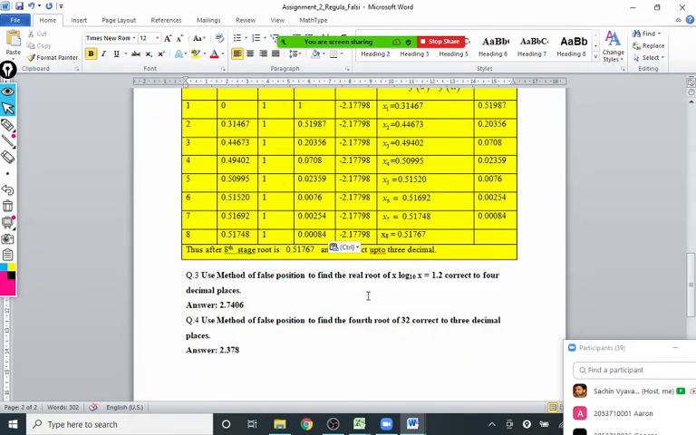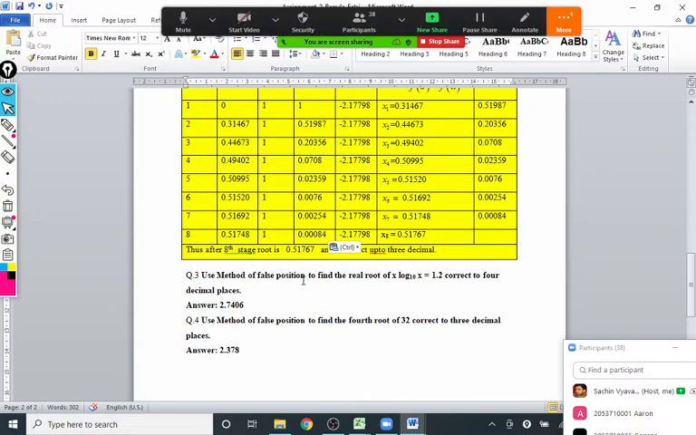Now we have to do questions number 3 and 4 tomorrow here, and that you have to submit mainly. Solved examples, no need to submit. Only unsolved examples are important that you have to submit, I will tell you. So question number 3 is: use method of false position to find the real root of x log x at the base 10 equal to 1.2, correct to 4 decimal places. So the same question we already finished by Newton-Raphson method.